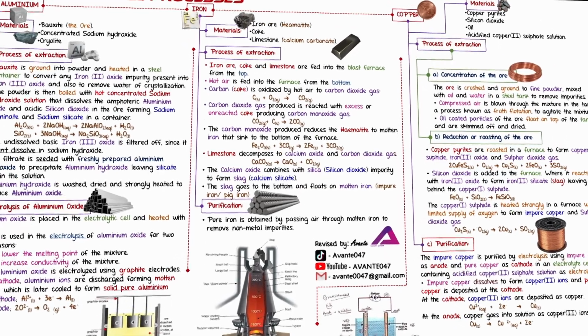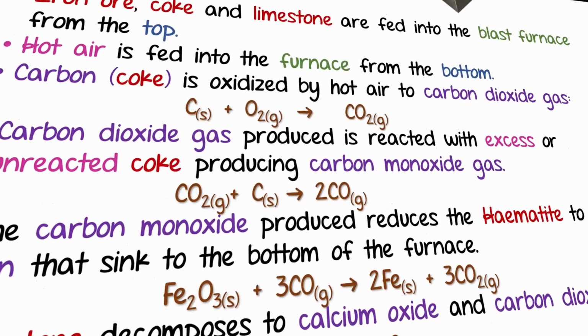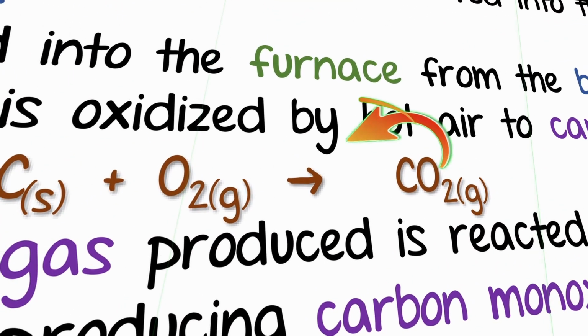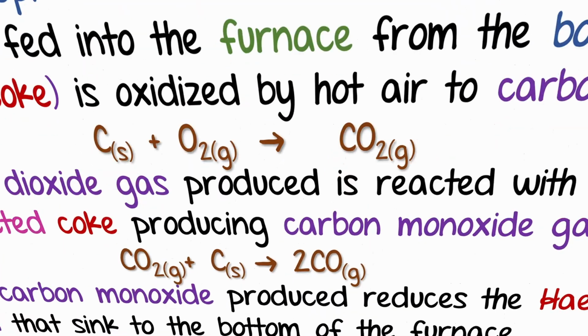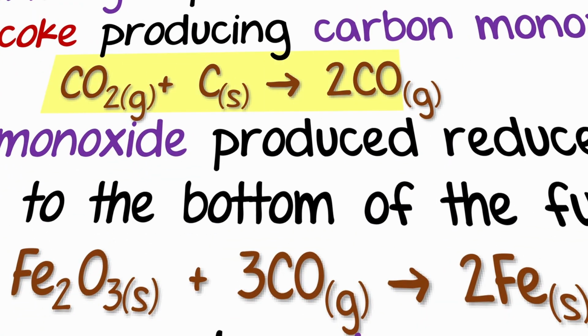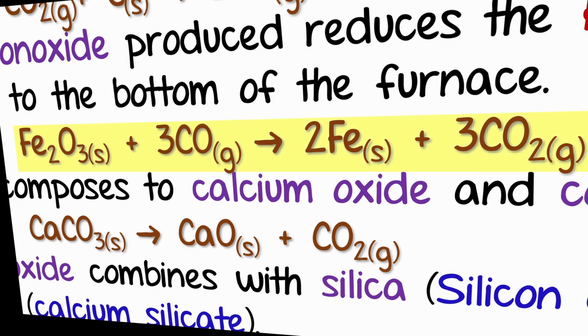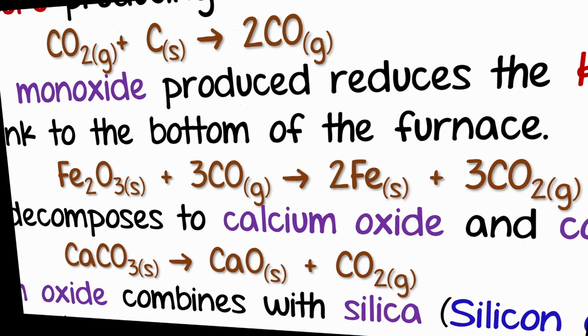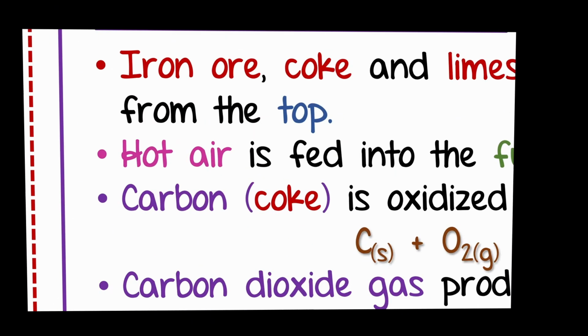The major chemical processes involved in this extraction of iron are the oxidation of carbon to carbon dioxide, the reduction of carbon dioxide to carbon monoxide, and again the reduction of iron(III) oxide to iron, our desired metal. And the physical element in this process of extraction of iron is heat.